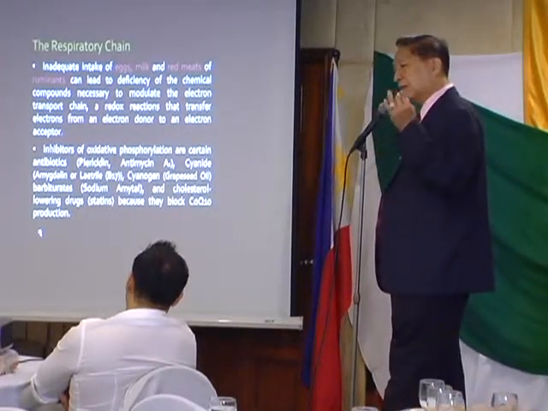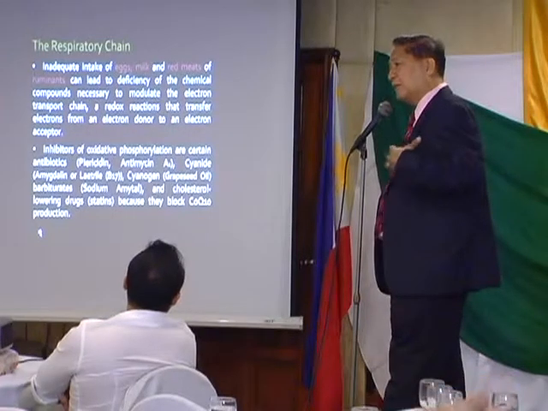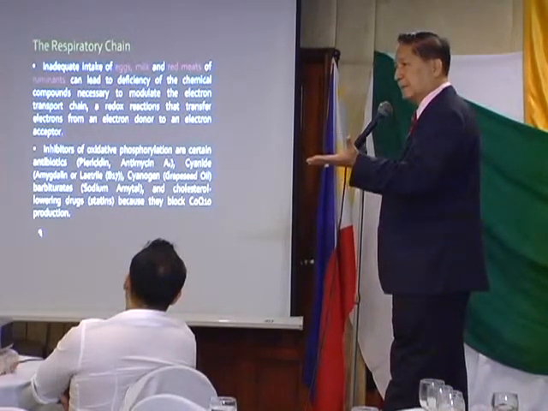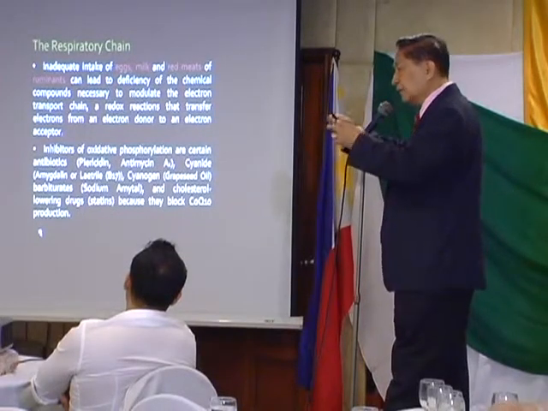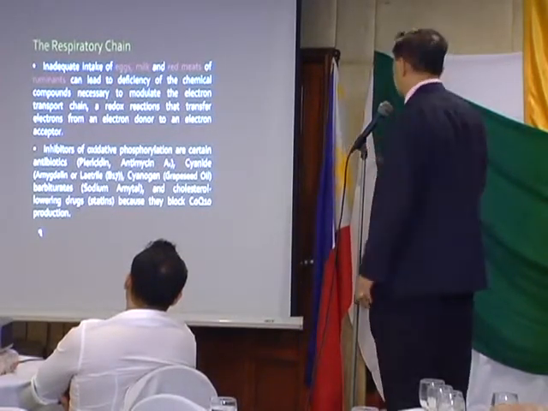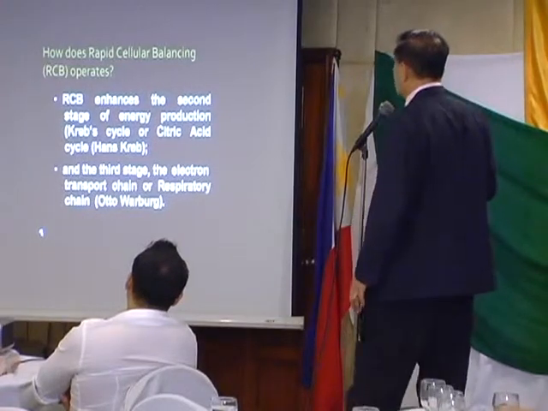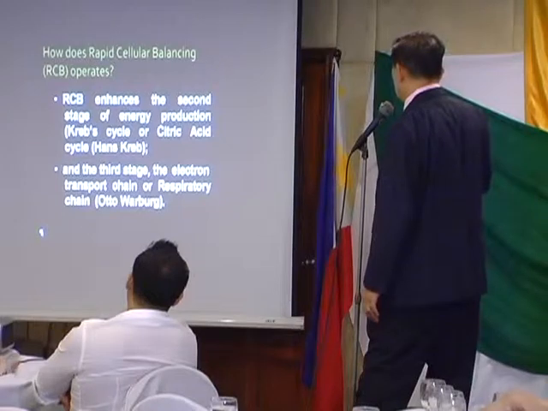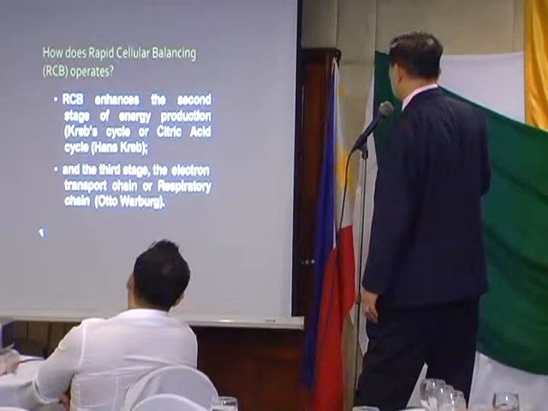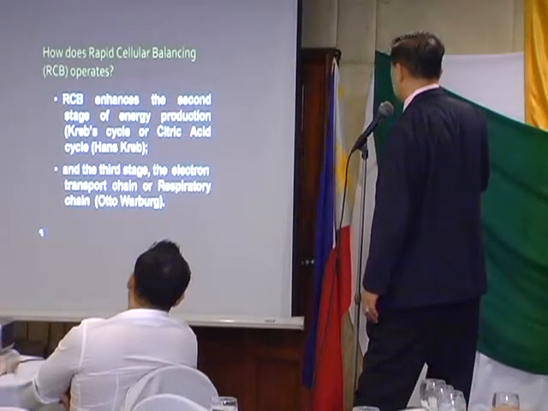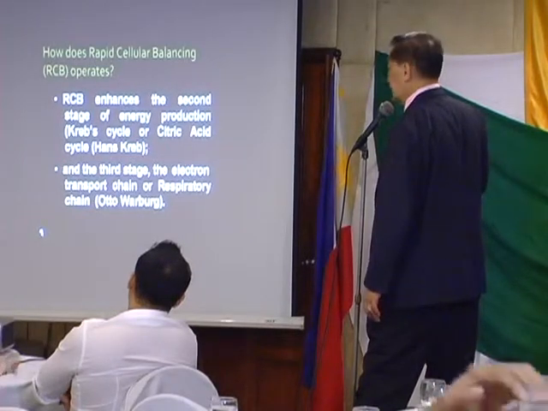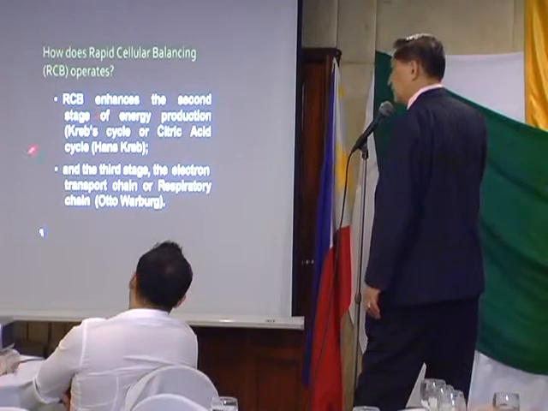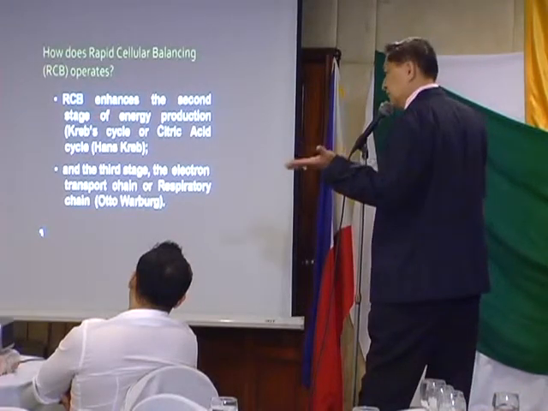That's why if you take cholesterol drugs, you die of heart failure. But I discussed that in the morning, right? So they inhibit the electron transport chain. How does RCB cell-reversing operate? RCB enhances the second stage of energy production, Krebs cycle or citric acid cycle of Hans Krebs, and the third stage, the electron transport chain or respiratory chain of Otto Warburg. All of these are German contributions.